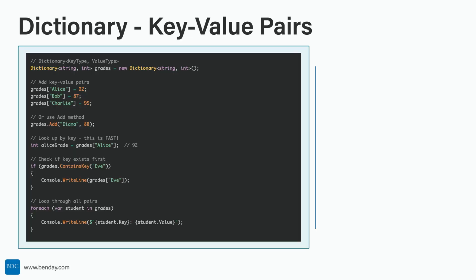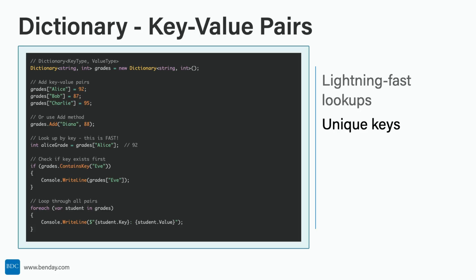Next up, dictionaries. Sometimes you need to look things up by something other than a number, like finding a phone number by someone's name. That's what a dictionary is for. In this code sample, we're storing grades according to each person: Alice, Bob, Charlie, Diana, and Eve. Looking up Alice in a dictionary is almost instant, even with thousands of items. Try finding Alice in a list. You'd have to check every single item until you find her.